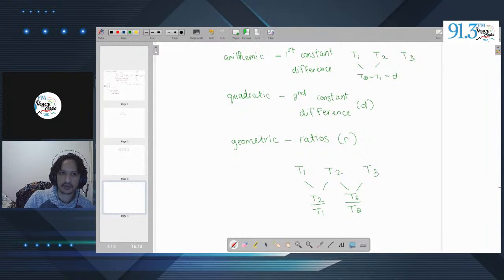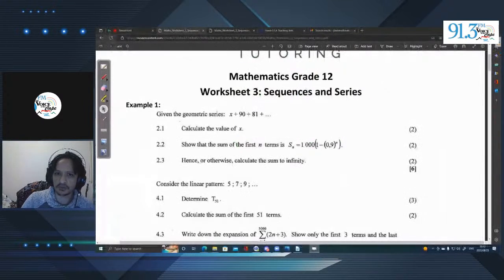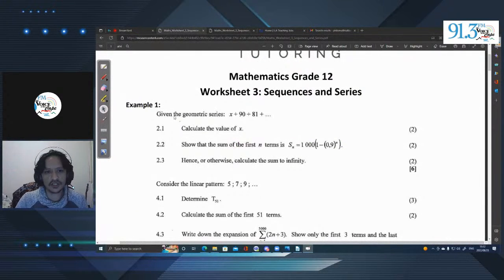Now, if we look at this problem, given the geometric sequence x plus 90 plus 81, and it carries on infinitely, question 2.1 says calculate the value of x. Fairly simple enough. We can actually use ratios to solve this.